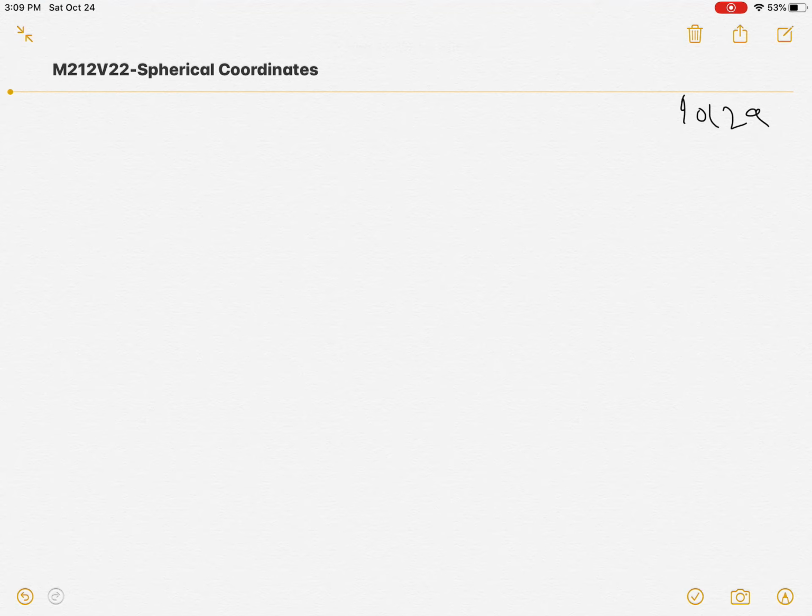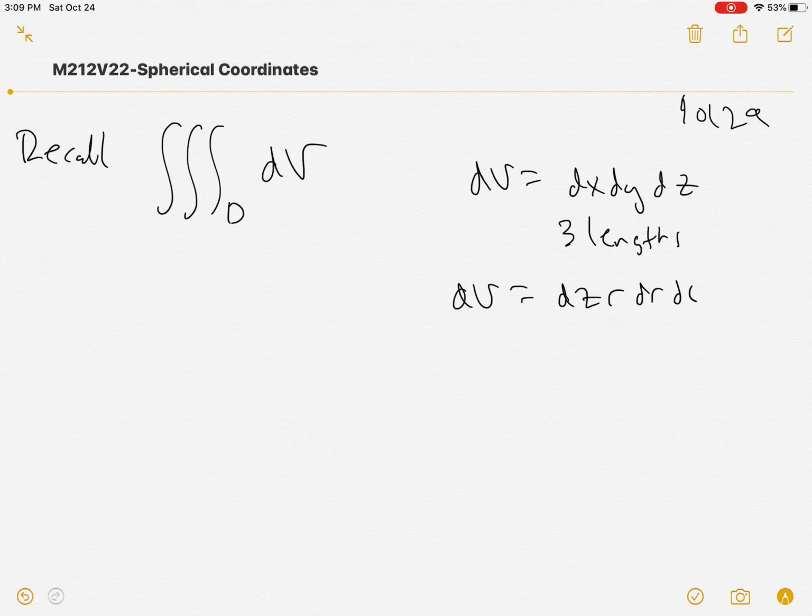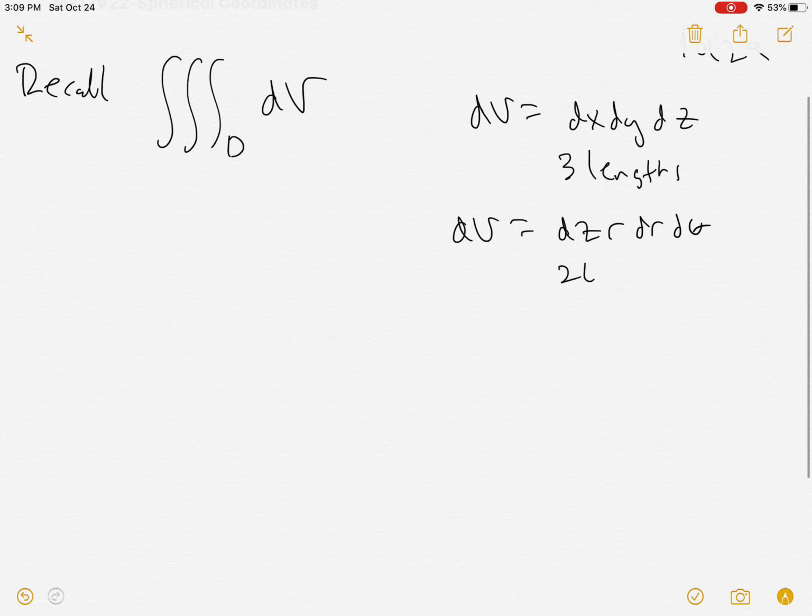And so in the last video we showed that, let's recall, if we're integrating this thing, in rectangular coordinates we have dx, dy, dz, or some iteration of those three, and x, y, and z are three lengths. And then in cylindrical coordinates we have dz, r, dr, d theta, which is two lengths and one angle.